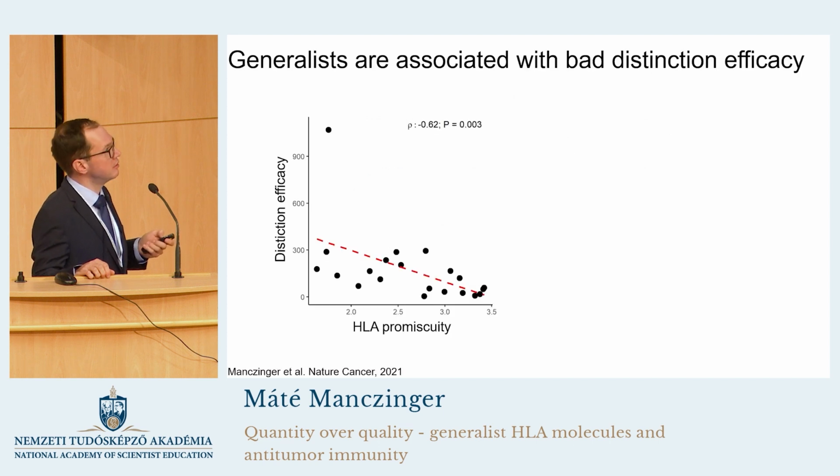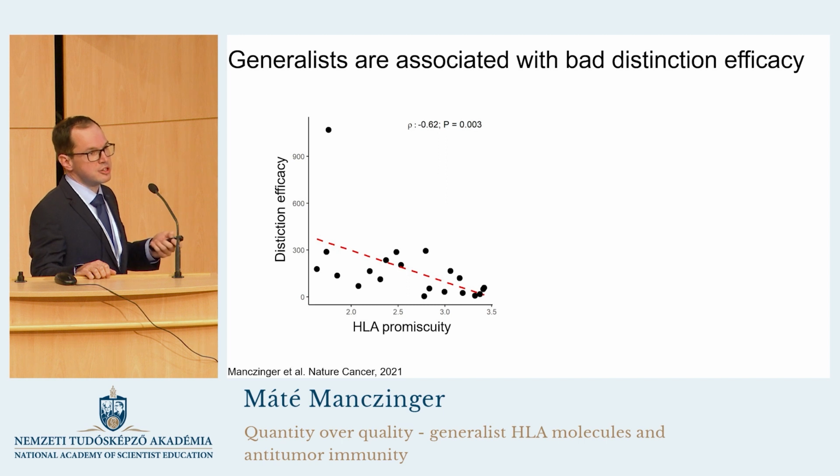And we found this. There were methods and approaches with which we were able to quantify the distinction capacity of the HLA molecules, so how likely it is that the original peptide is not presented, but the mutated peptide is presented by the HLA molecule. On the horizontal axis, you can see the HLA promiscuity: on the right side, there are the generalist molecules, and on the left side, the specialist molecules. On the vertical axis you can see the distinction efficacy. There was a significant negative correlation between the HLA allele promiscuity and the distinction efficacy.